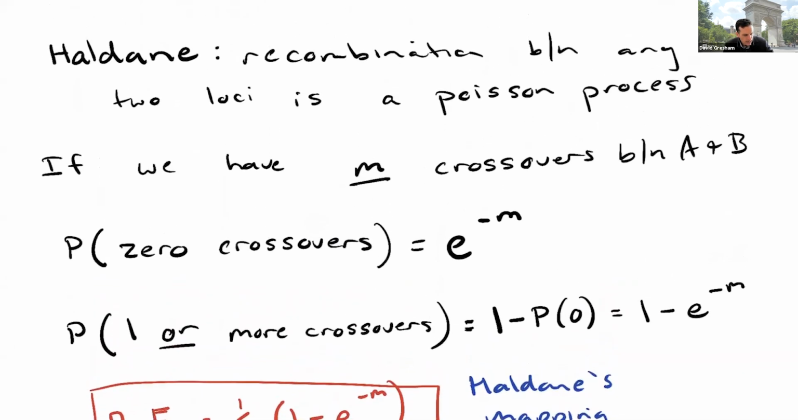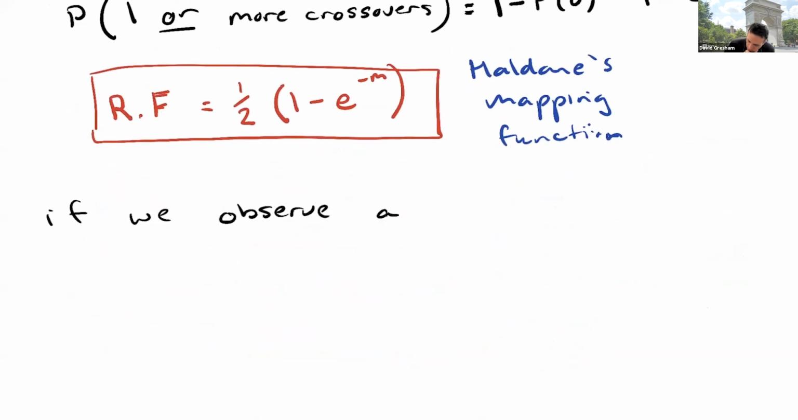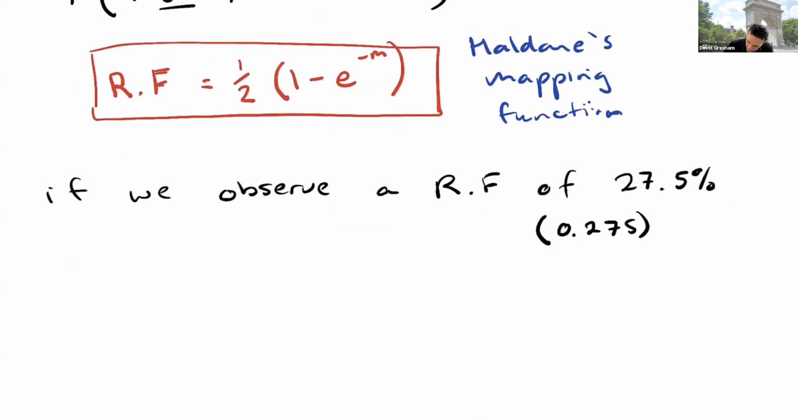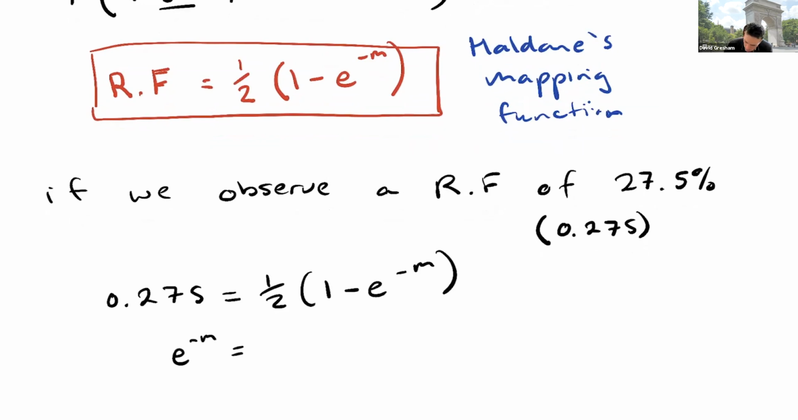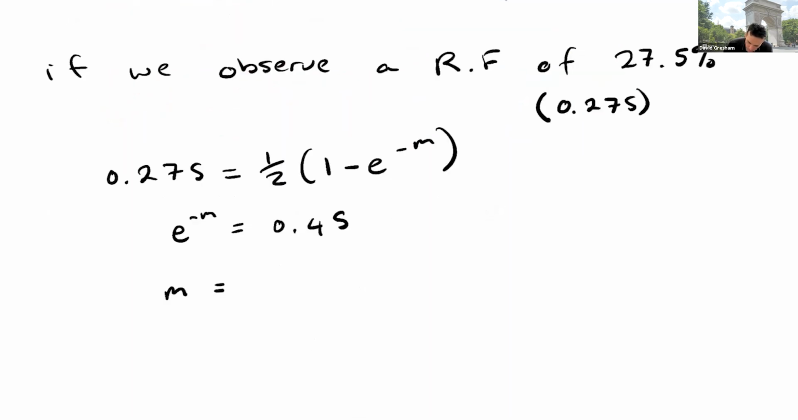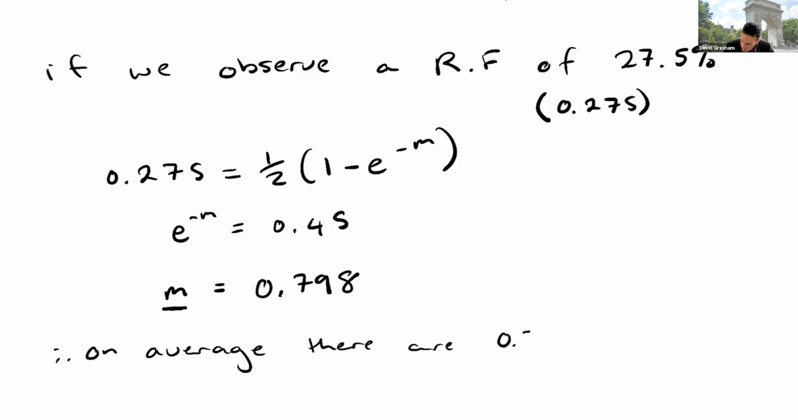So let's consider the case if we observe a recombination fraction in our progeny of 27.5%, so 27.5% of our progeny are recombinant, or as a fraction that's 0.275. Then we can simply use this formula. So 0.275 is equal to a half times 1 minus e to the negative m. I do this calculation now, so e to the negative m is going to be 0.45, and therefore m is equal to 0.798. Therefore, on average, there are 0.798 crossovers between the two loci.